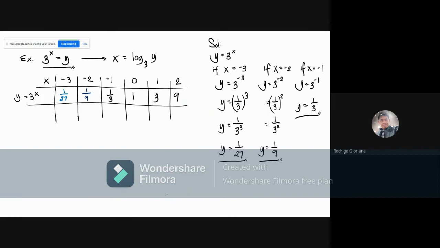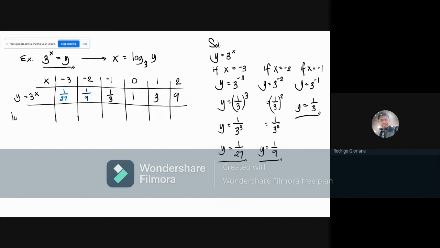How about the inverse? We said that is the inverse process. So identify 1/27, the given, as the value of y. Then we get the exponent. So we have now x is equal to logarithm of y to the base 3.